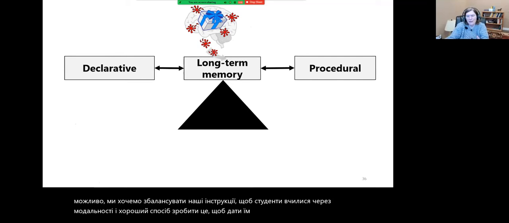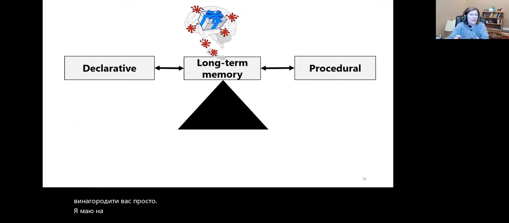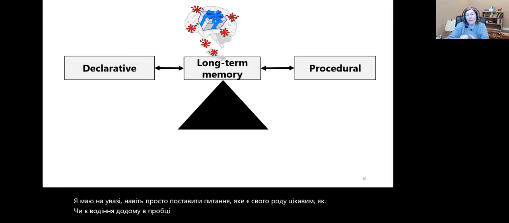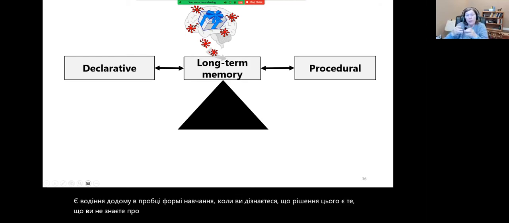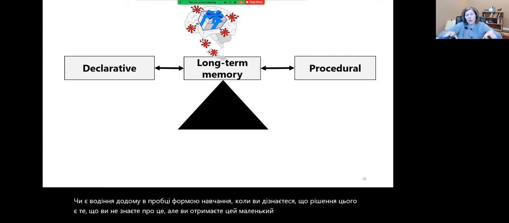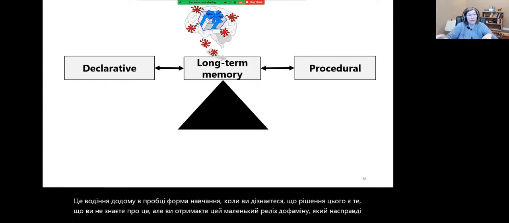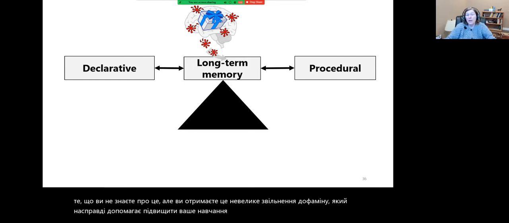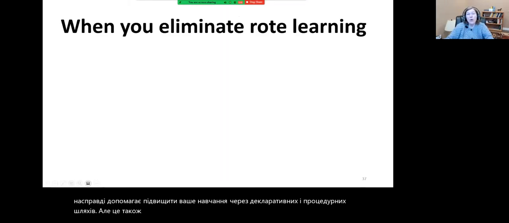Even just posing a question that's kind of interesting, like, is driving home in traffic a form of learning? When you learn what the solution to that is, that you're not aware of it, you get this little release of dopamine that actually helps enhance your learning through both the declarative and procedural pathways. But this also brings us to a very, very important point, and that is when you eliminate rote learning.